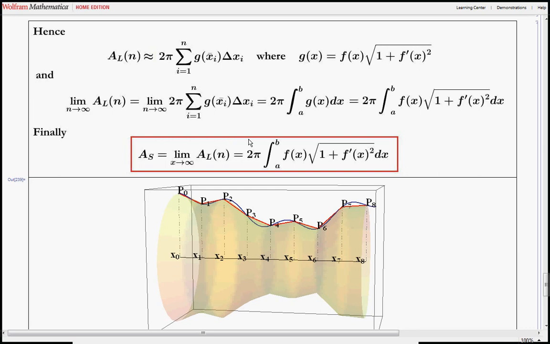So we have completed this long journey, and we will use this integral formula in the next section, where we will apply it to the surface area of a sphere, and we will prove a remarkable theorem by Archimedes about a sphere and its circumscribing cylinder.